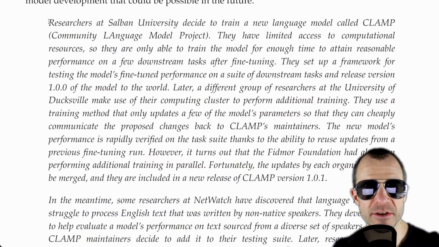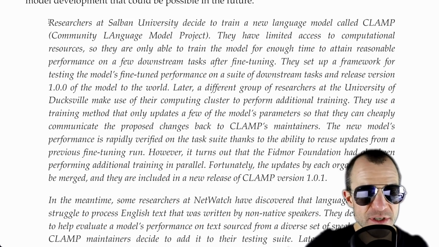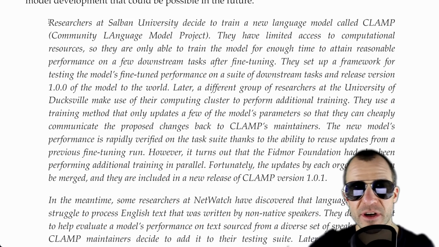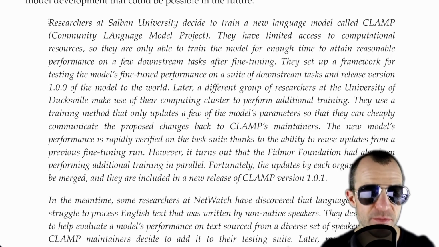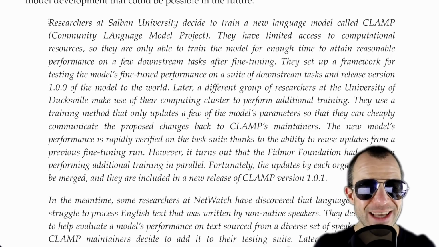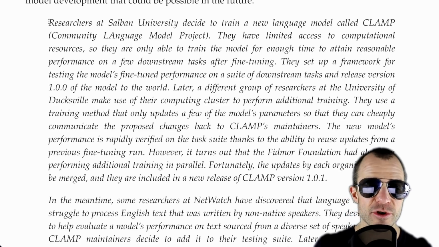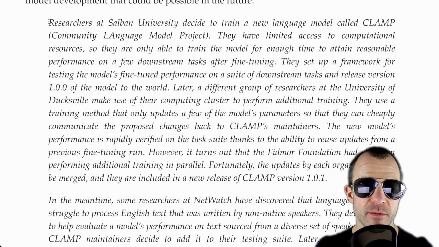So this says, researchers at Solban University decide to train a new language model called CLAMP. They have limited access to computational resources, so they are only able to train the model for enough time to attain reasonable performance on a few downstream tasks after fine-tuning. They set up a framework for testing the model's fine-tuned performance on a suite of downstream tasks and release version 1.0.0 of the model to the world.